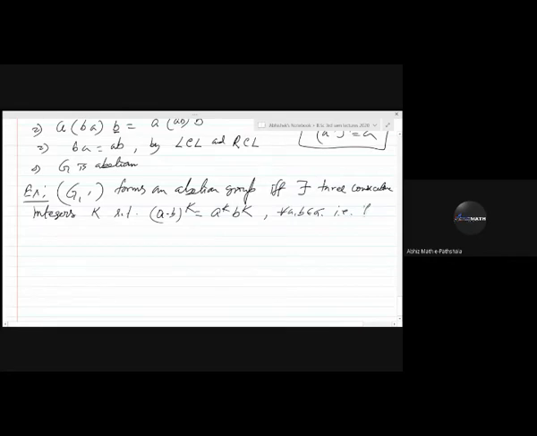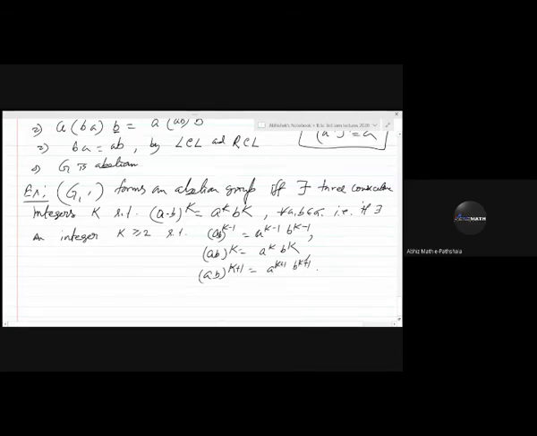that is, if there exists an integer k greater than or equal to 2 such that (ab)^(k-1) is a^(k-1) b^(k-1), (ab)^k equals a^k b^k, and (ab)^(k+1) equals a^(k+1) b^(k+1).